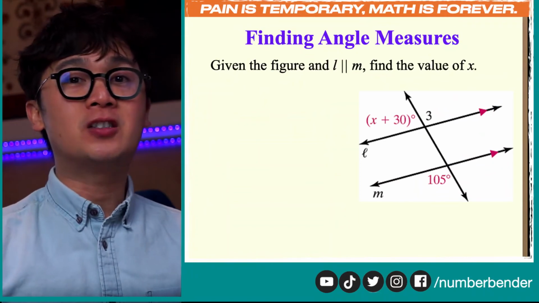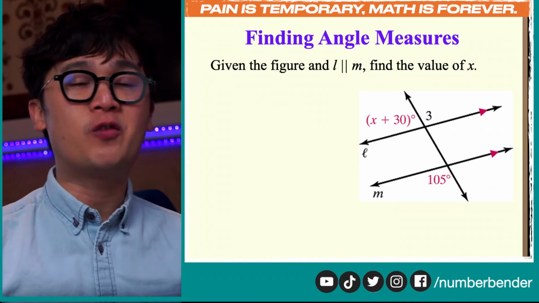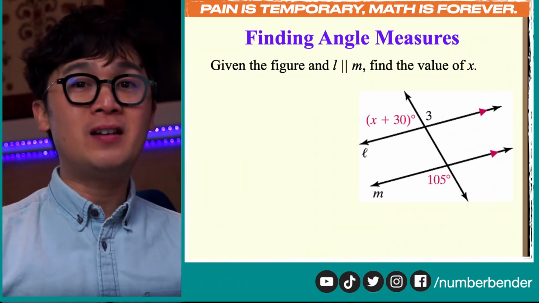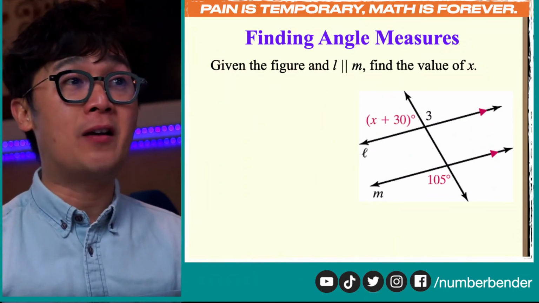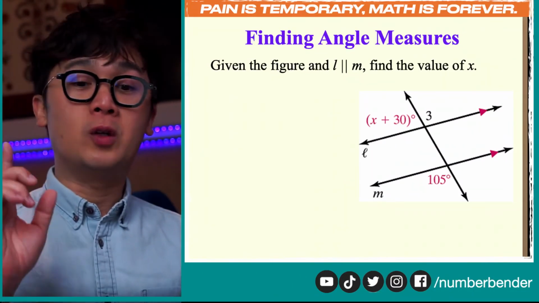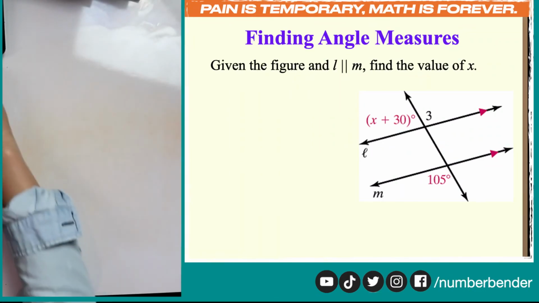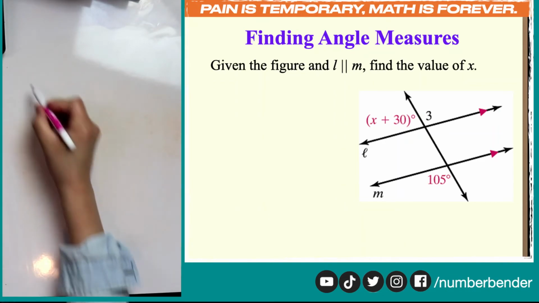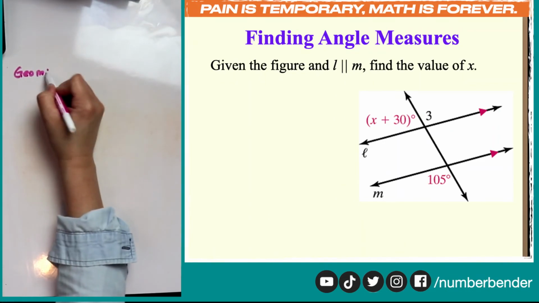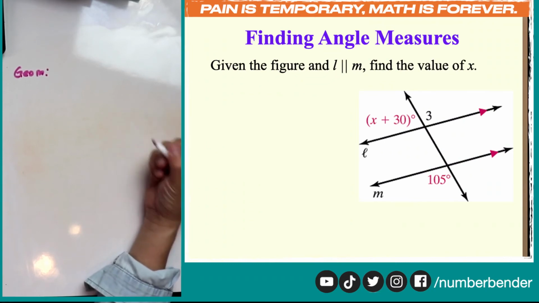Now, let's answer a little more challenging problem wherein we need to solve for the values of x given this figure. In this figure, we have L parallel to M cut by a transversal. And from here, we'll be using geometry and algebra to solve this problem. When a problem like this happens, we know that we're going to use geometry first. And how will geometry help us in solving this algebra problem? By formulating the equations that we will be using to solve for x.